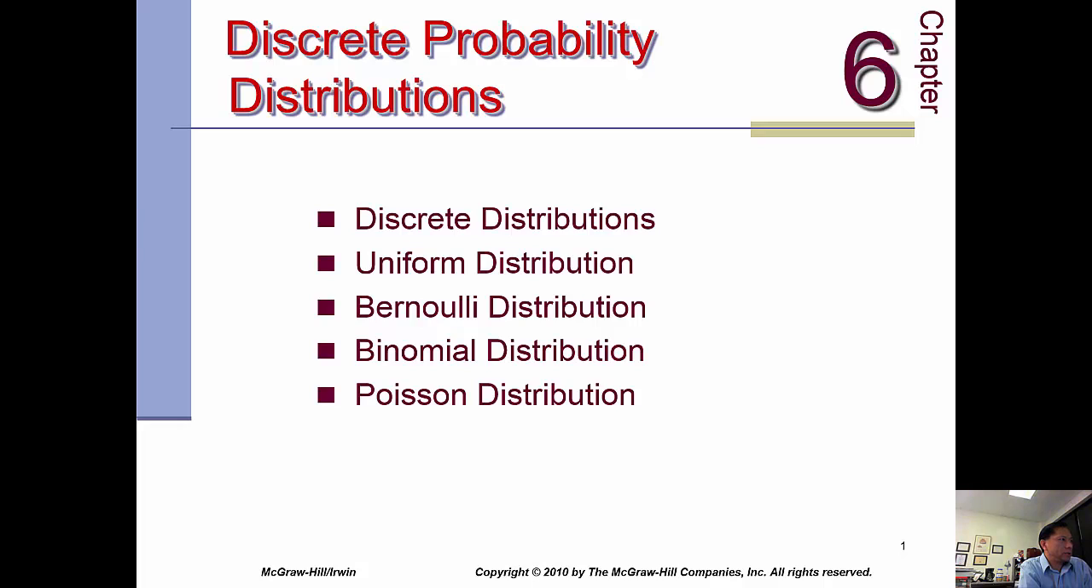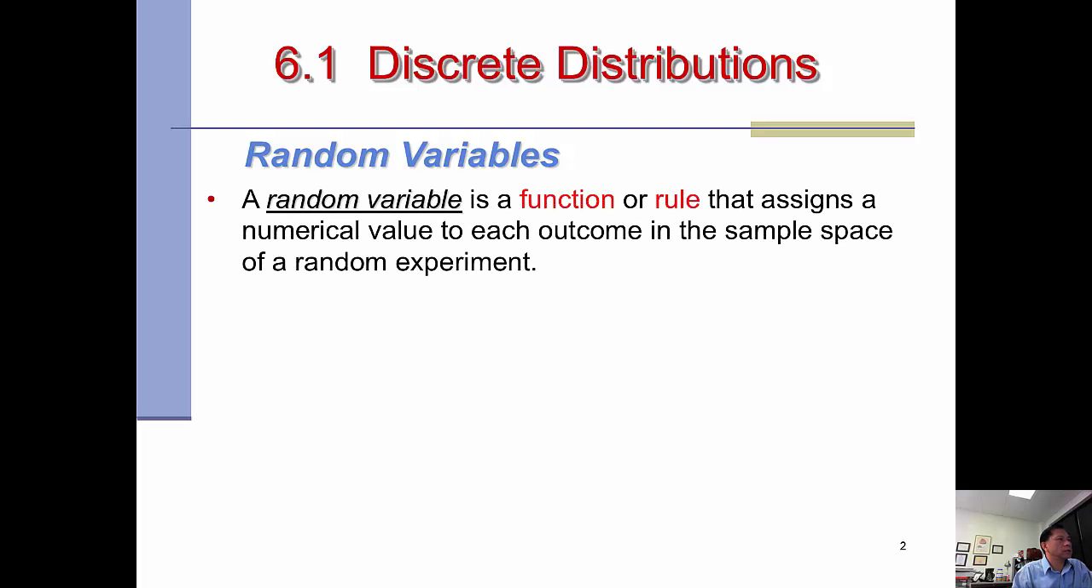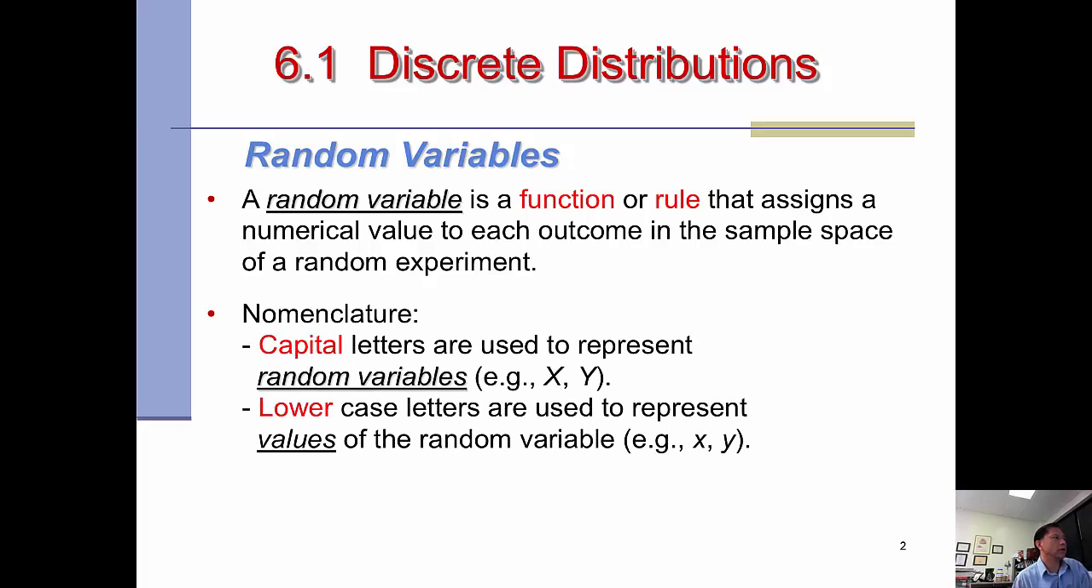In this chapter, let's talk about some of the commonly seen and used distributions. Before we talk about discrete distributions, let's talk about random variables.